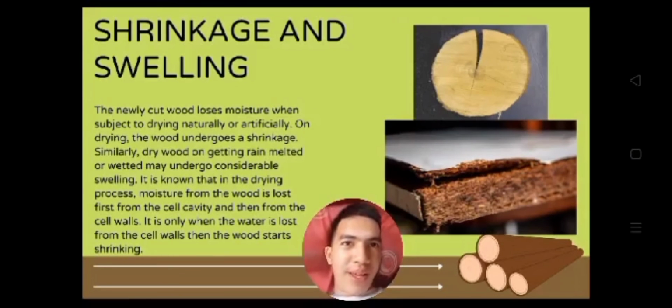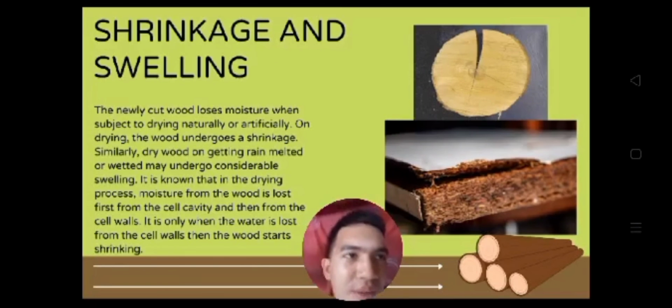Shrinkage and swelling. The newly cut wood loses moisture when subject to drying, naturally or artificially. On drying, the wood undergoes shrinkage. Similarly, dry wood on getting wetted may undergo considerable swelling. It is known that in the drying process, moisture from the wood is lost first from the cell cavity and then from the cell walls. It is only when water is lost from the cell walls that the wood starts shrinking.